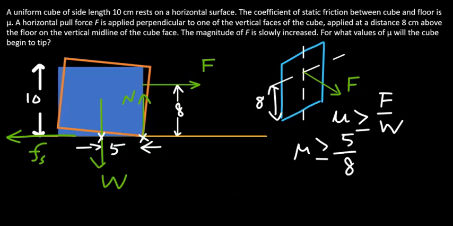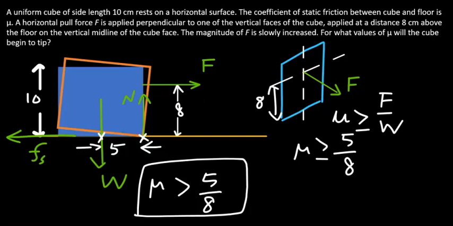So it's fair to say that when mu is greater than 5 over 8, or 0.625, the cube will begin to tip. And that solves the problem.